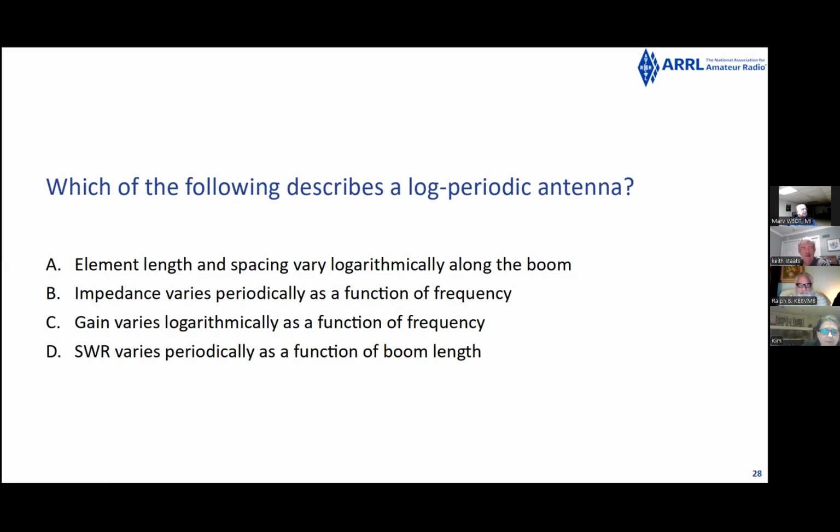Log periodic antenna: element length and spacing vary logarithmically along the boom. Impedance varies periodically as a function of frequency. Gain varies logarithmically as a function of frequency. SWR varies periodically as a function of boom length. Okay, I can't be wrong 3 times in a row. I think it's A, element length and spacing. Yeah, it's A. Element length and spacing vary logarithmically along the boom.